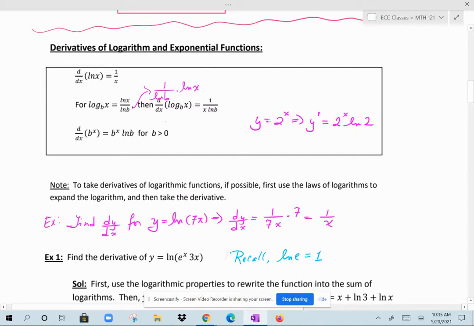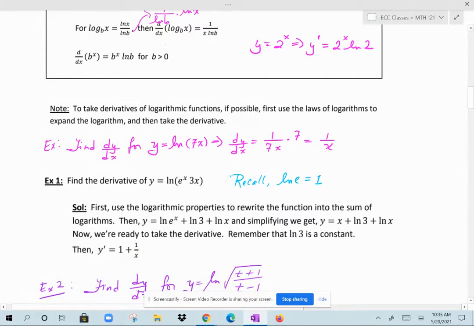But in the next example, it's a little bit more complex. You can apply chain rule again, but it would be a little bit more complicated because my outer function would be ln, but then my inner function would be a product of functions, so I'd have to use product rule. So I'm going to show you another way to do it by using the logarithmic laws, which actually makes the derivative very, very easy.